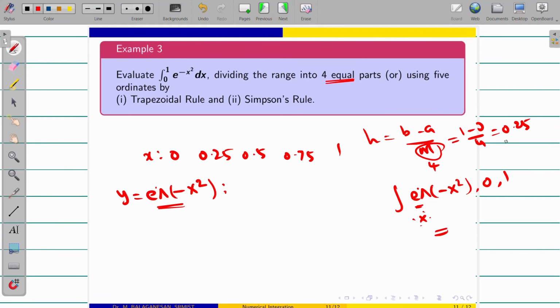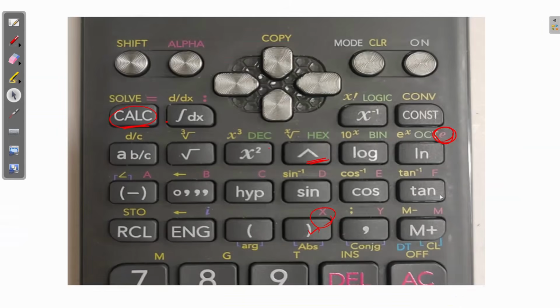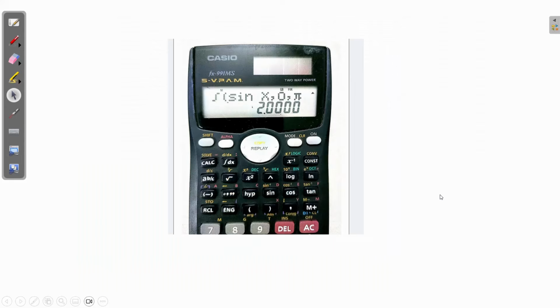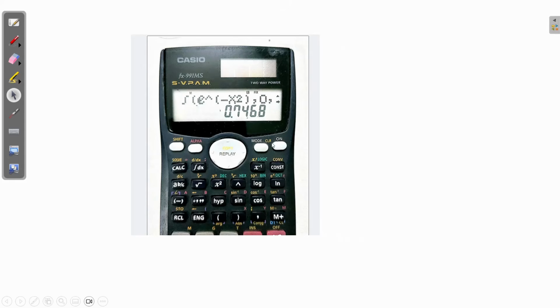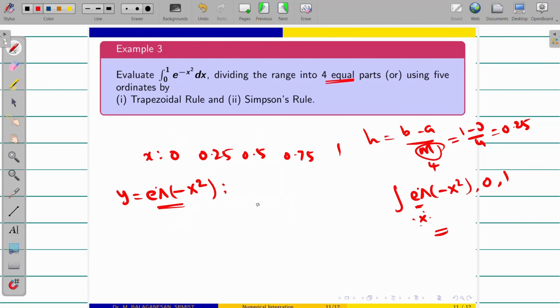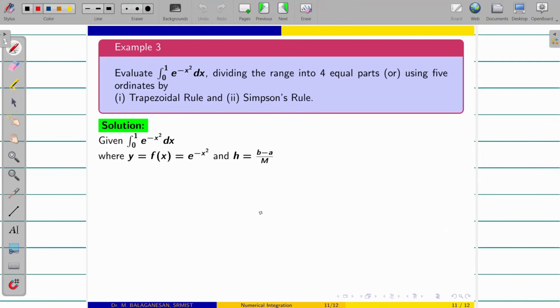What will be the answer? I will show you what the answer is. We have to get 0.7468. Yeah, we'll solve the problem and check whether this is right or not. Come to the solution. They didn't specify the H value, but they have given the clue, 4 equal parts. So what you have to do is find the H value, B minus A divided by M.